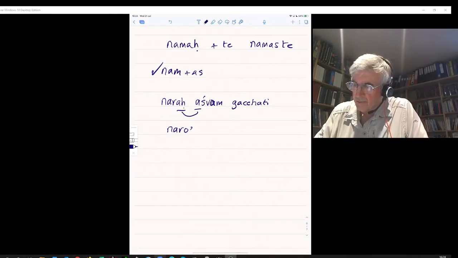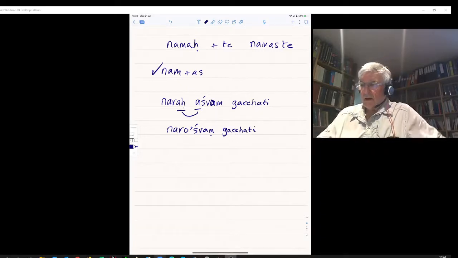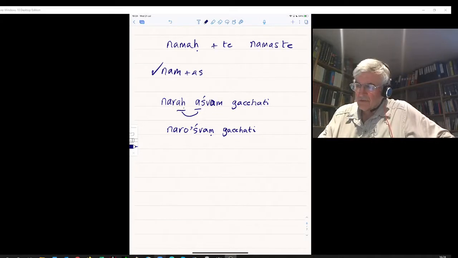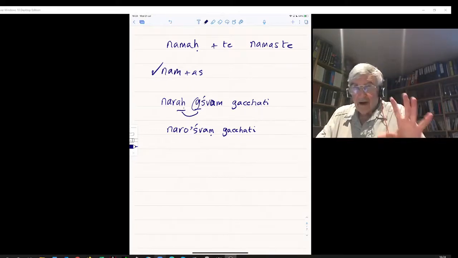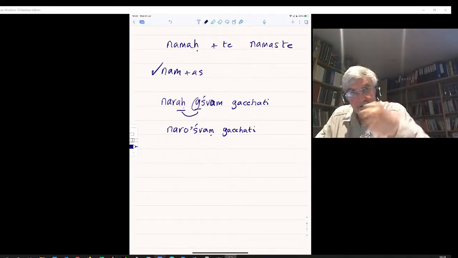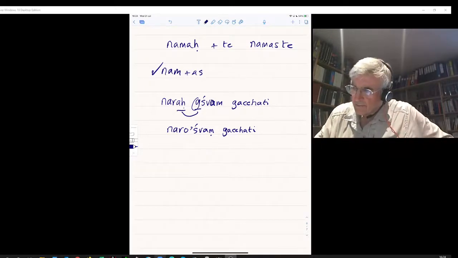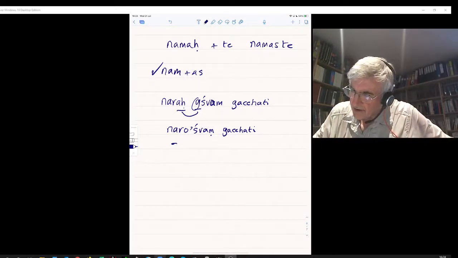Naro, we often put an apostrophe there. And the final m, because it's followed by a consonant, becomes anusvara, naroshvam gacchati. And in the Devanagari script, this loss of the a is called the avagraha, which literally means taking out. Avagraha is cognate with English off-grabbing, it's grabbed off. So it would look like this in Devanagari.